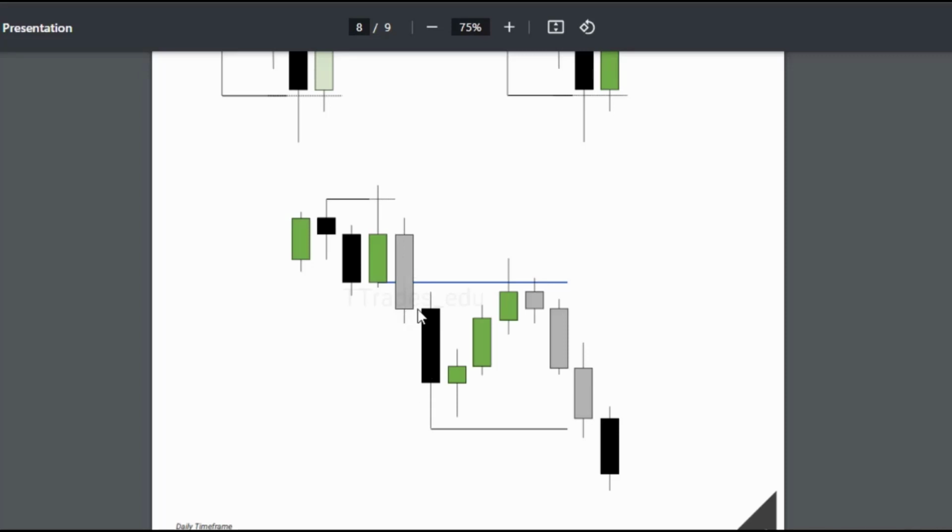The same thing goes with this other block or PD ray here. As you can see, as we reach towards this PD ray, price failed to displace above that, so my anticipated bias for the next day will be a down close candle. And as you can see, we have a down close candle.